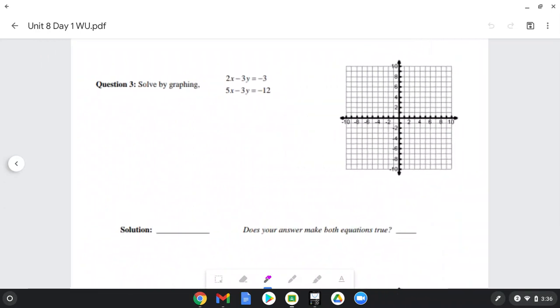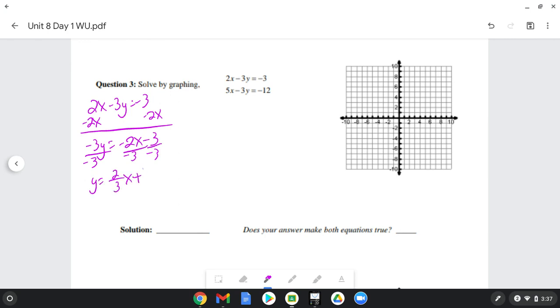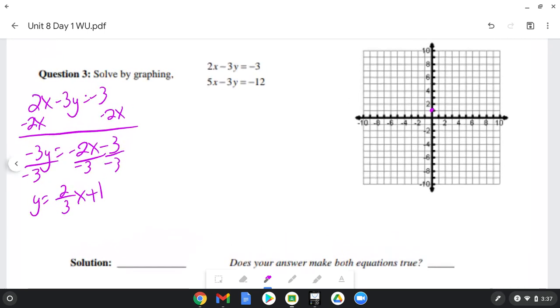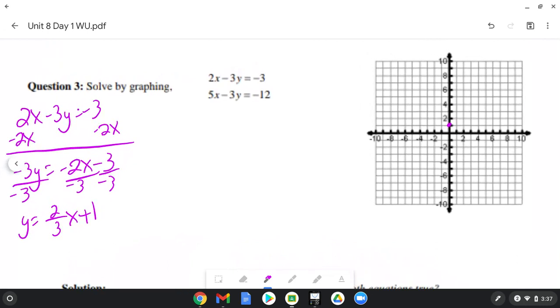Ooh, we got a solving for y one. All right. So if we solve for y for this top one, we'd subtract 2x. Divide by negative 3. So we get y equals 2/3 x plus 1. So I'd go to positive 1, and I go up 2 over 3 forever. Up 2 over 3, and I'll go down 2 to the left 3, which means the same thing as up and to the right. Down to the left, just do the exact opposite.